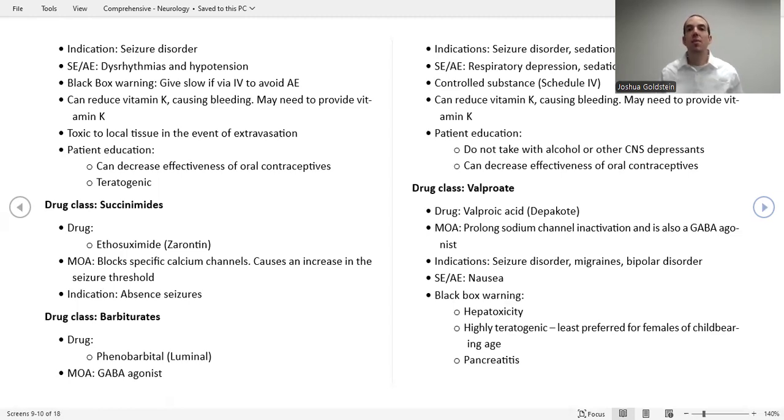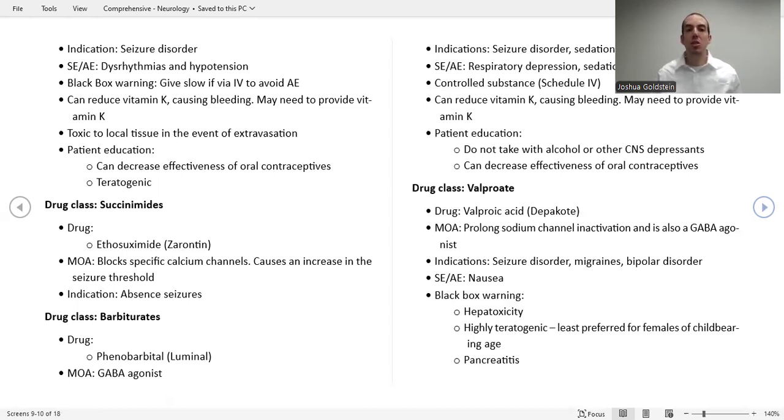The next class of drugs we have are succinimides. These are used specifically for absence seizures. These won't help for standard seizures. They work by blocking specific calcium channels, and they can increase the seizure threshold. That's a good thing. Increasing the seizure threshold means that you're not as quick to have a seizure.